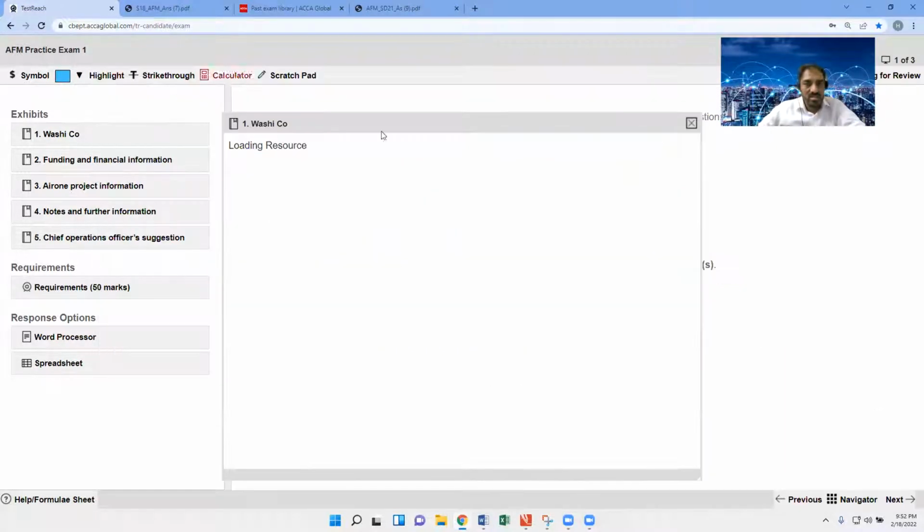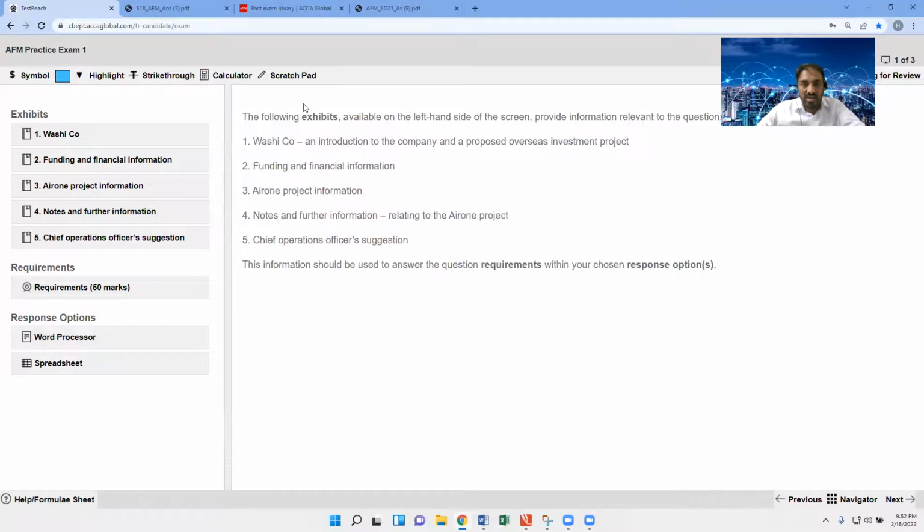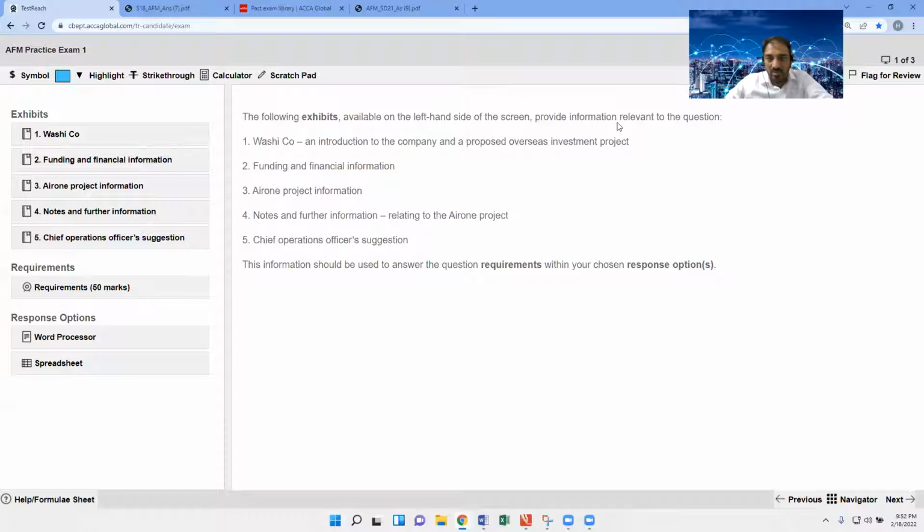Okay, now read the question. First of all, make a quick review. The following exhibits, available on the left side of the screen, are relevant to the question: Washi Company, an introduction to the company and the proposed overseas investment project.